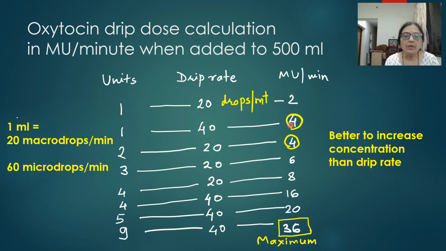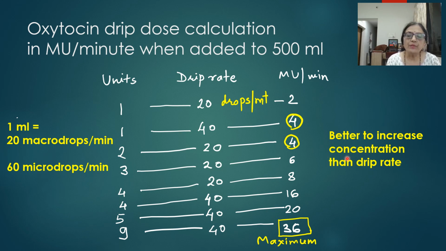2. Now, why I have circled this 2, 4 is that here we can see that when drip rate is increased, the dose increases. Similarly, if you increase the concentration, then also the dose increases. And the dictum is, it is better to increase the concentration than the drip rate. And it is mainly true whenever we have a case of either anemia or preeclampsia.